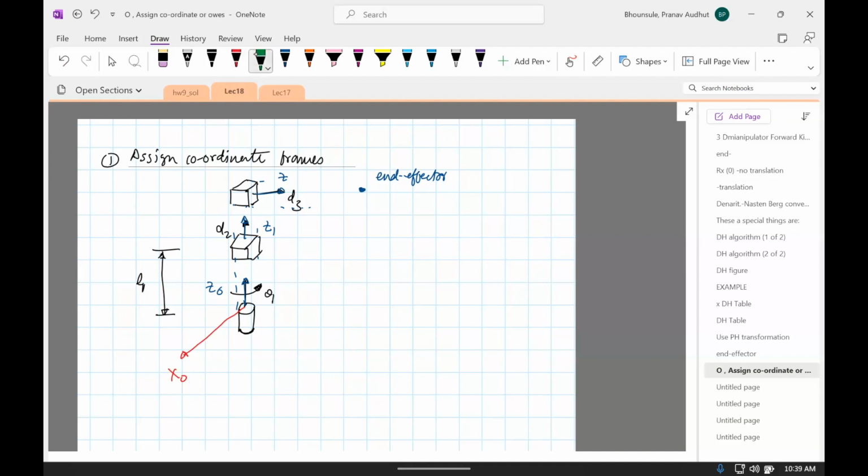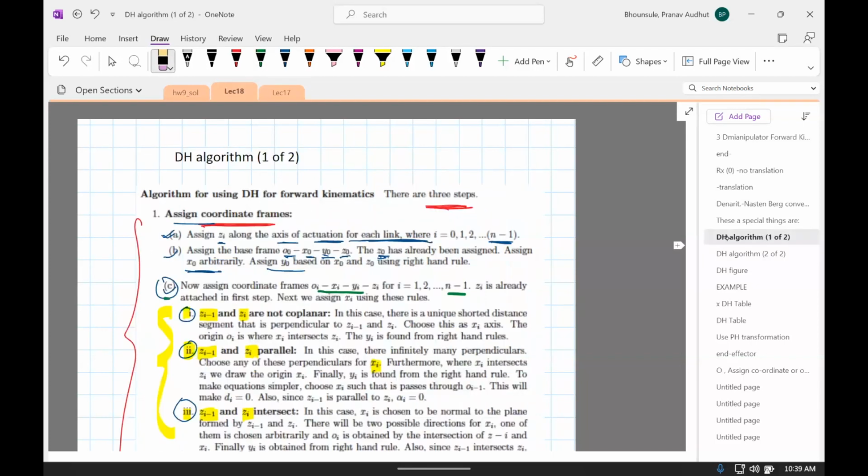Next step is assign Y0. So what we do here is we use the right-hand rule. X cross Y is Z. So if I curl my fingers from X0 to Y0, then the thumb of my right hand should point along Z0. And that only happens when Y0 is this way. It cannot be anywhere else. It can't be here, for example. This is not correct because it will not give me the right-hand rule. Okay, so that's step 2. So we are done with this step.